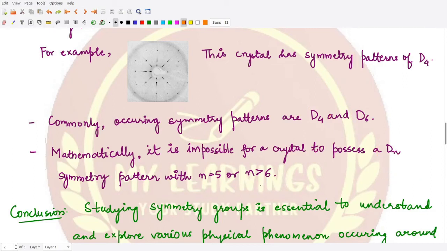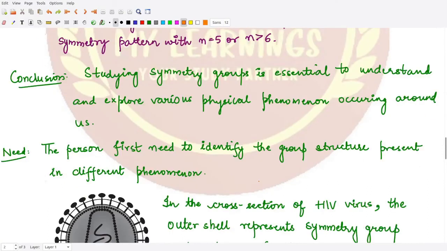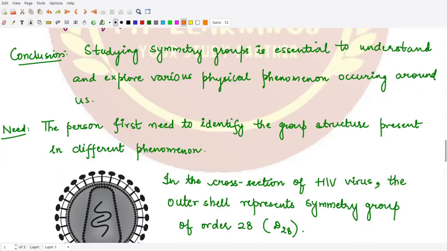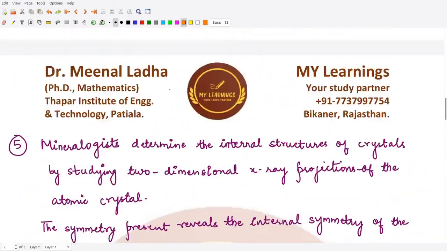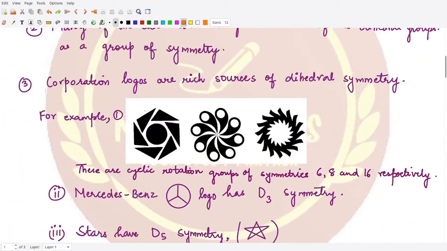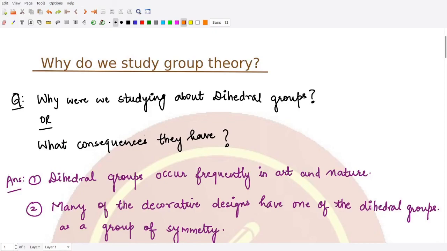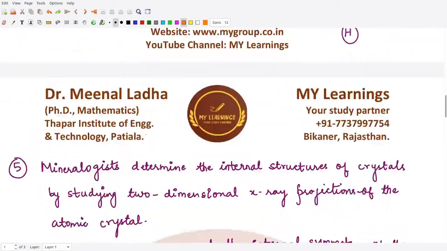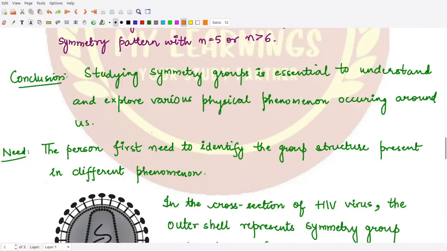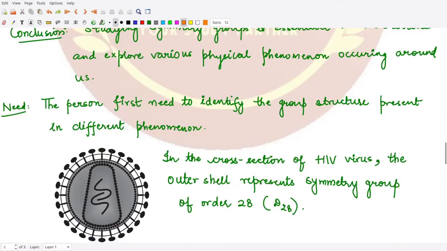That means from here what do we receive? So I have listed down my observations. So here it is listed that studying symmetry groups is essential to understand and explore various physical phenomena which occur around us, right. That I have shown you by way of various examples, that how studying group theory is essential to study other branches, right. Without it you cannot go through.